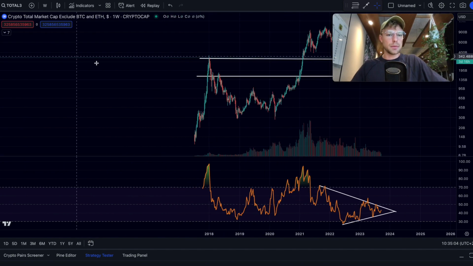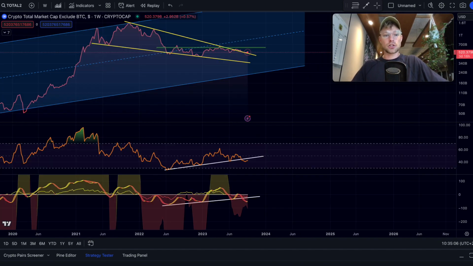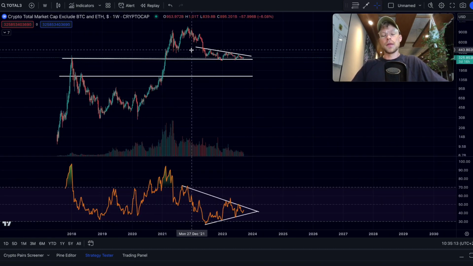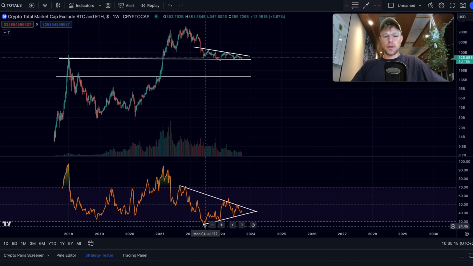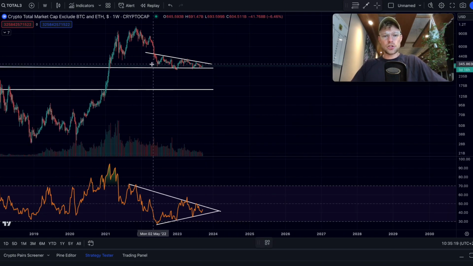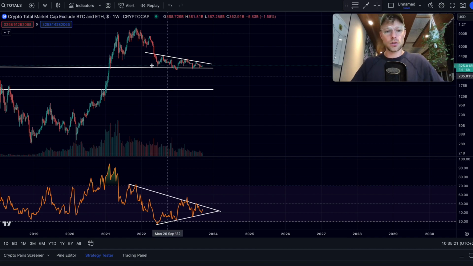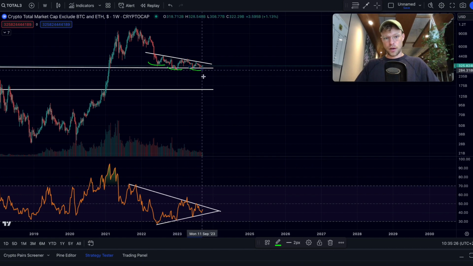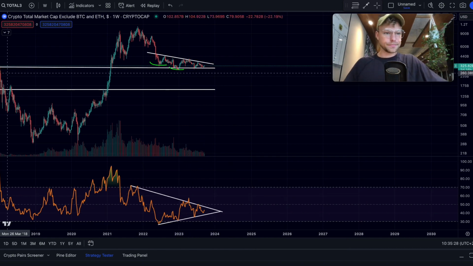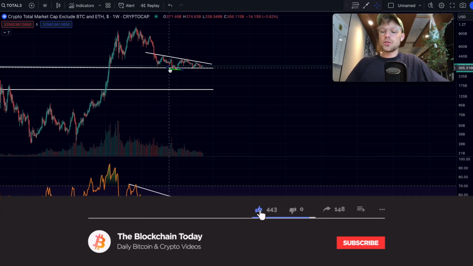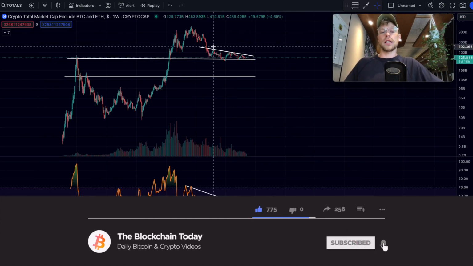This chart looks a little bit better. This is the market cap without Bitcoin, and this is the market cap without Bitcoin and Ethereum. We do see the relative strength index forming higher lows right here, while we have a potential inverse head and shoulders with a left shoulder right here, a head in the middle, and a right shoulder right here. So I could see this chart breaking out to the upside.